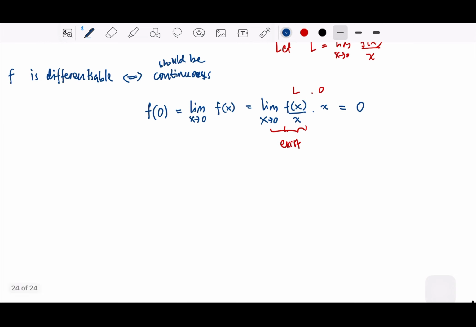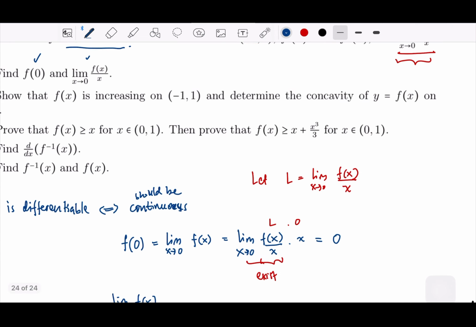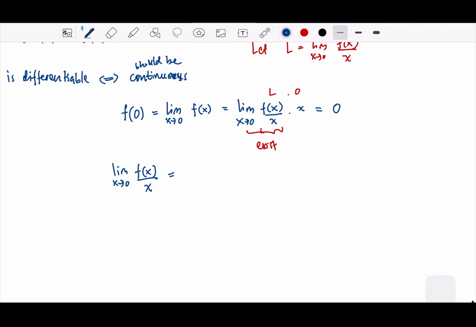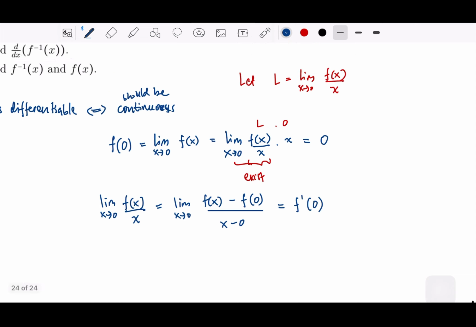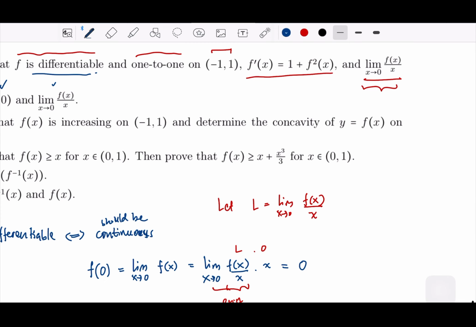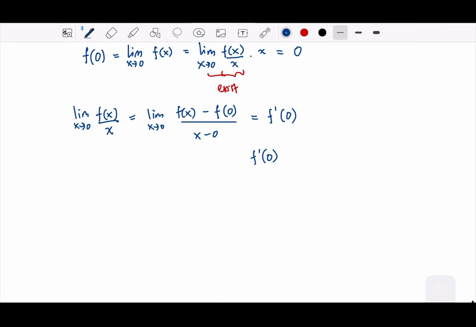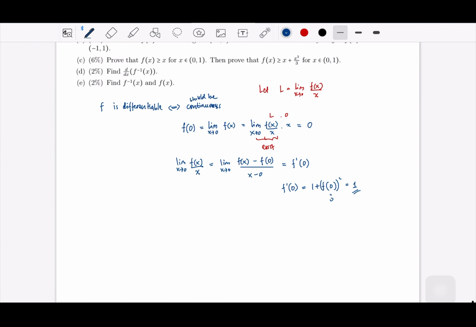And since we have this, we could also write for the second part of the question, we need to find what kind of limit this is. We could write this as f(x) minus f(0), because f(0) is 0, divided by x minus 0, which is the definition of the first derivative at x equals 0. And we know f'(0) from the statement: f'(0) is 1 plus f(0) squared, which is 1 since f(0) is 0. So the answers for A are 0 and 1.